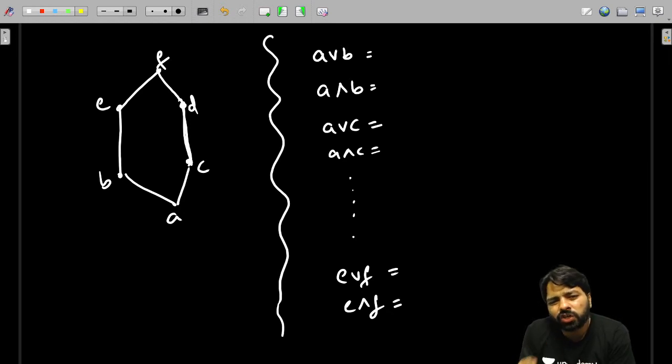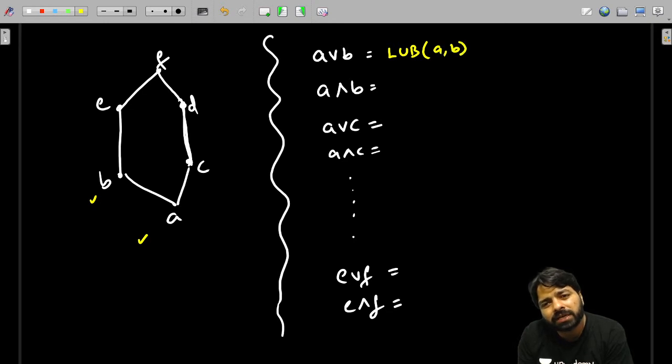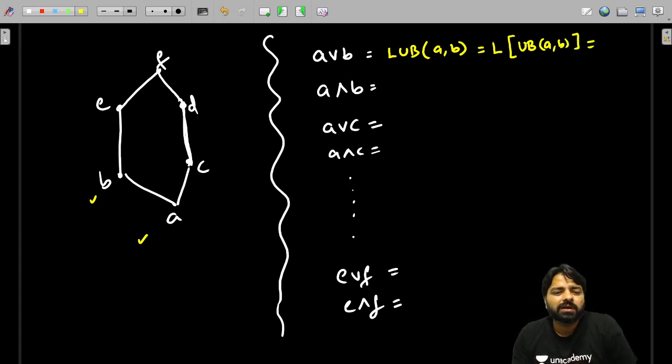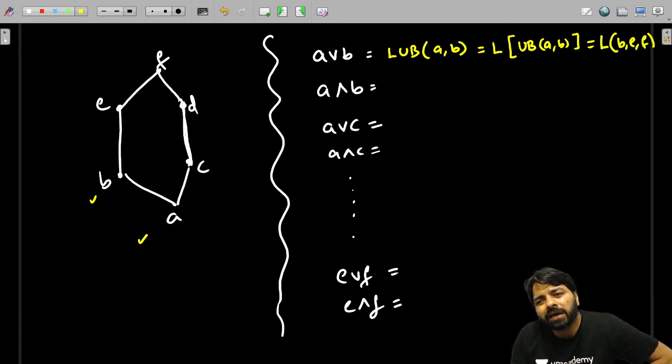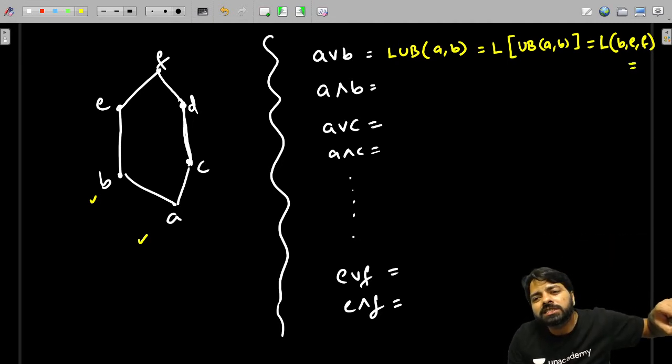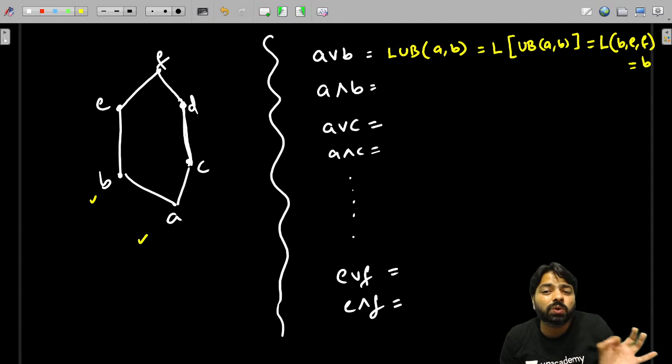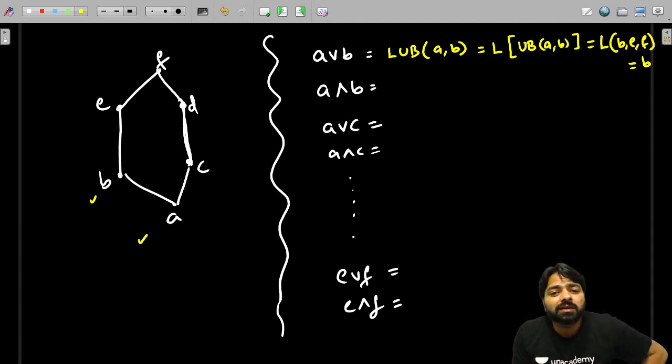A join B means first find the least upper bound of these two elements. There are so many upper bounds, but I am asking only for the LUB of A comma B. What are the upper bounds of A comma B? B, E, F. Who is the least among B, E, F? Just B. Is it clear how to come up with the join? Join is not easy.